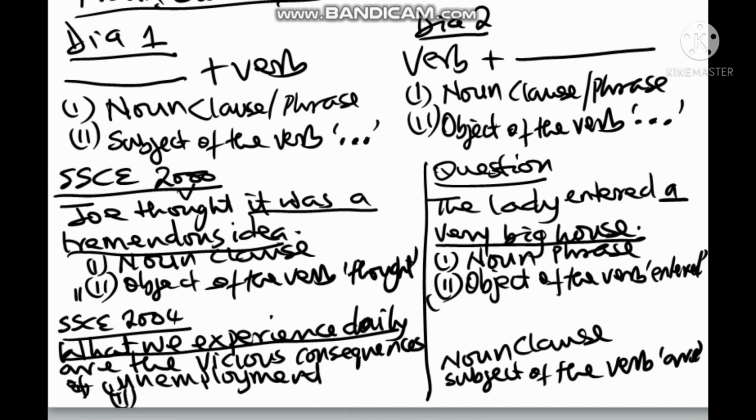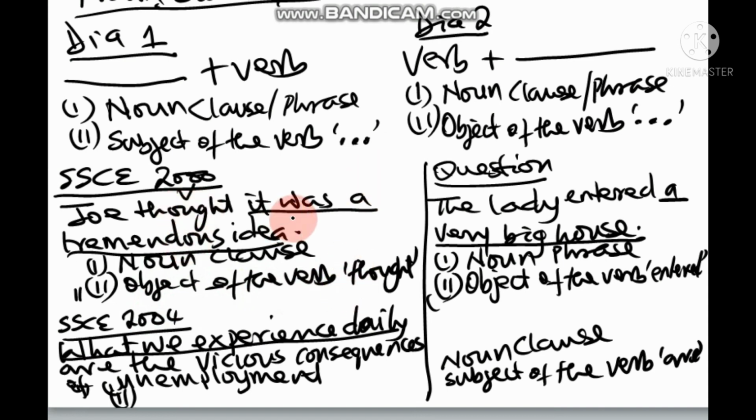Okay? Now, watch SSC 2000. "Joe thought it was a tremendous idea." They underlined "it was a tremendous idea." If you look at the underlined words, it is coming after the verb "thought." Look at your diagram number 2: verb, then underlined word. So just call it what? A noun, object of the verb "thought."